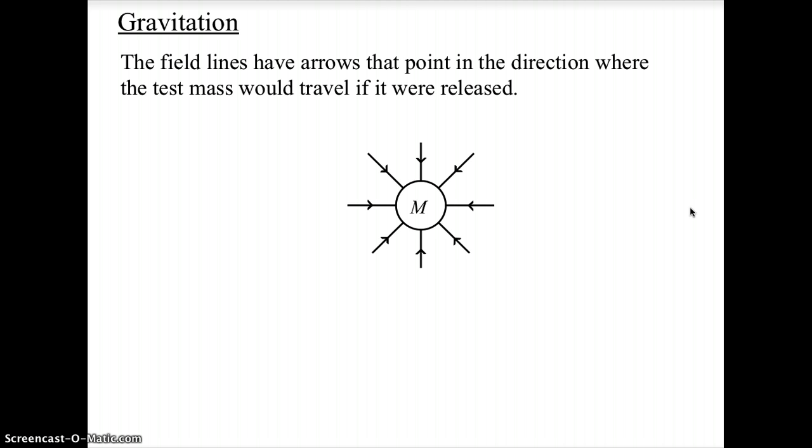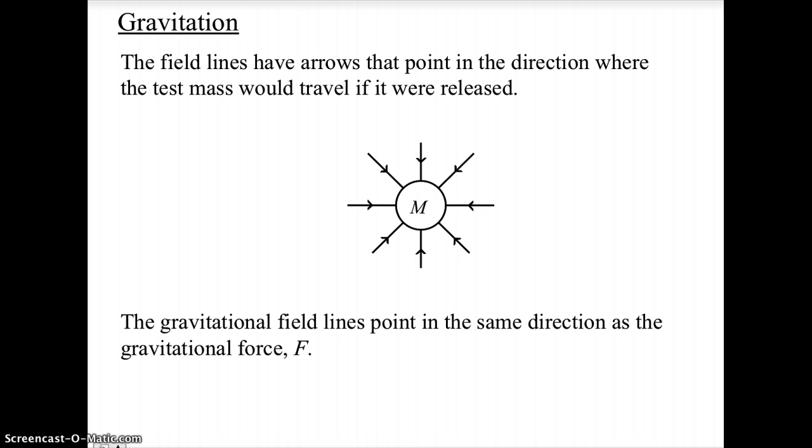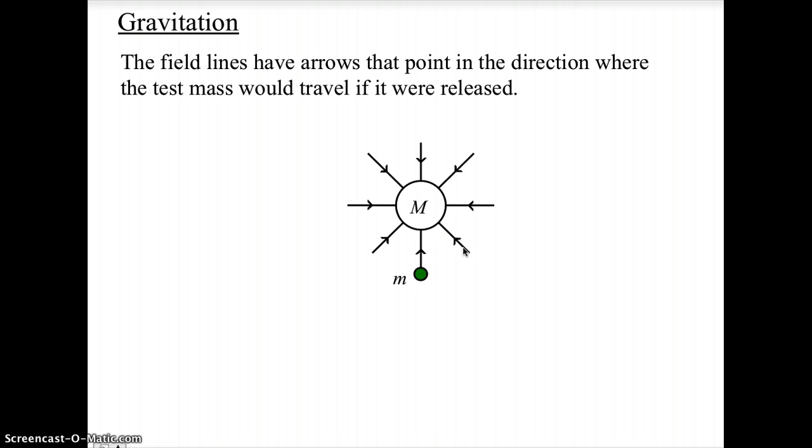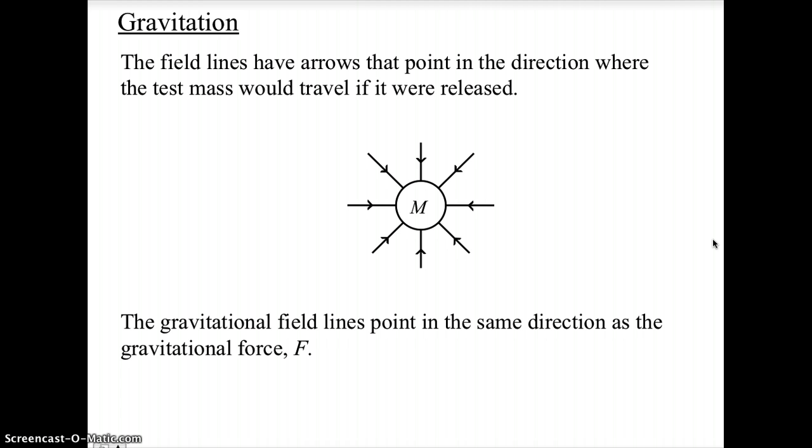So all of those lines are the field lines, right? If we were to release the little m, the test mass, at any location on one of these lines, then the line shows where little m would travel once released. And we notice that the gravitational field lines point in the same direction as the gravitational force. Because if you put a little mass right here, then it's going to feel a force pointing up toward big M. And the field line also points up. So those two things, the gravitational force and the field lines, point in the same direction.